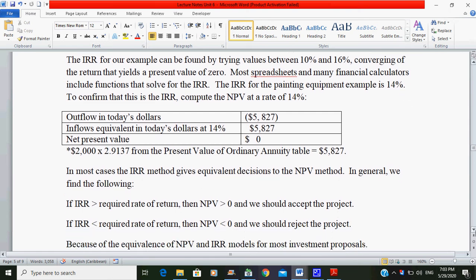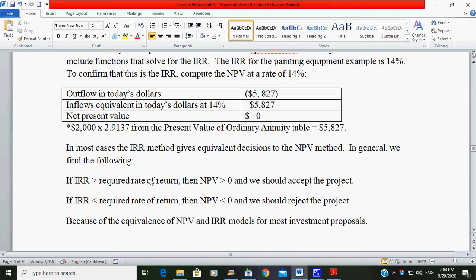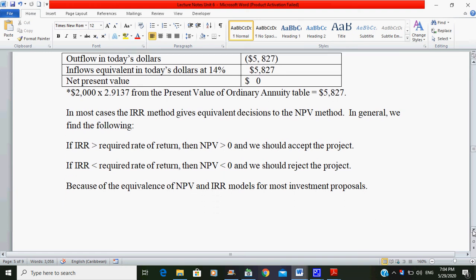If the IRR is greater than the required rate of return, then NPV is greater than what? Zero. I should accept the project. If IRR is less than the required rate of return, then NPV is less than 0, and we should reject the project. Because of the equivalence of NPV and IRR models, most investment proposals get the same decision from both.